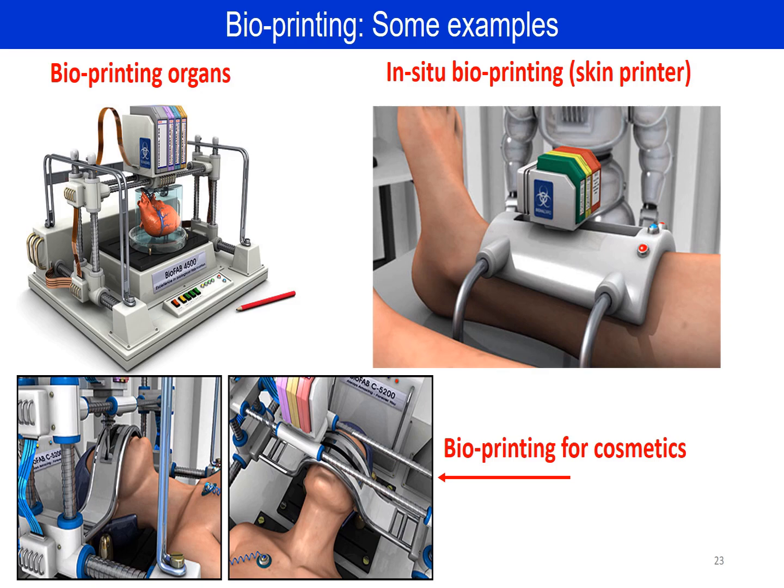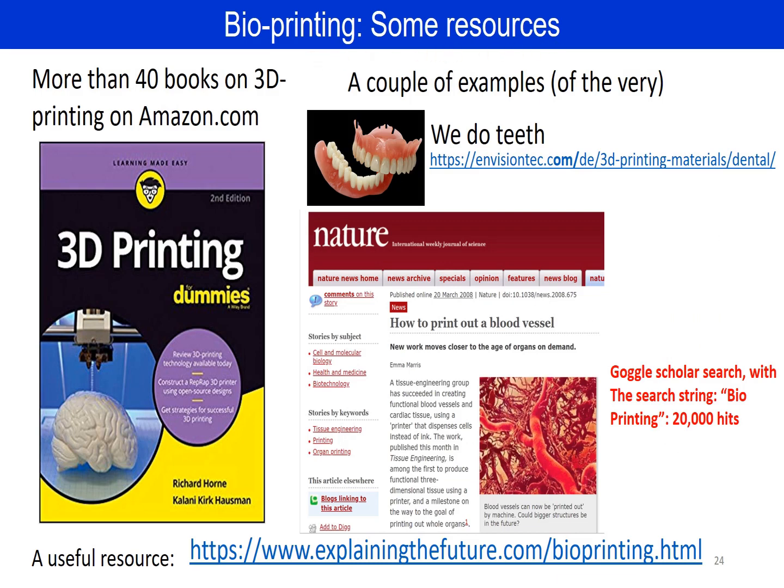There are some resources that are available. This is an example. I found more than 40 books on 3D printing on Amazon. There's one that's called 3D Printing for Dummies, how you would print something. And this is an example of a brain that could be used for teaching purposes. There's a site that says we do teeth, and those interested might want to visit the website. In Nature, how to print blood cells was published. The Google Scholar search with bioprinting gave more than 20,000 hits, and an example is shown on this link here.